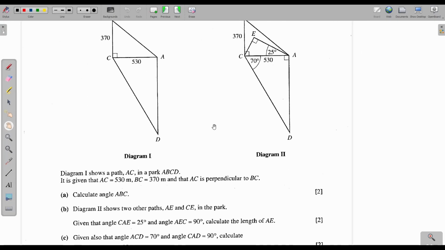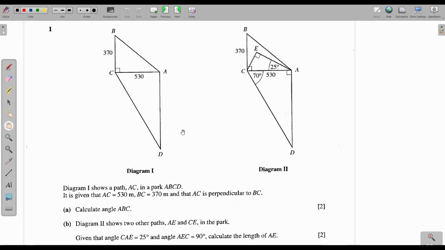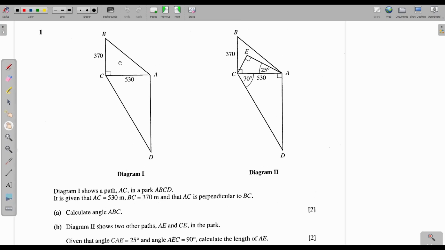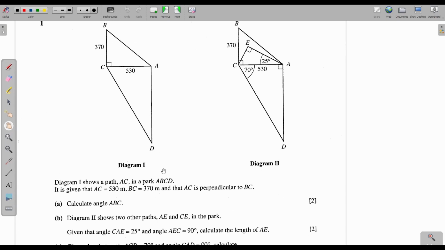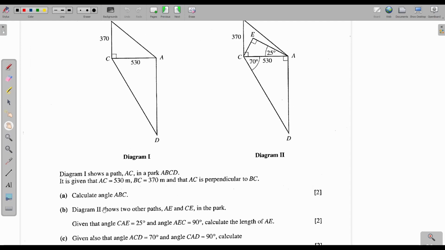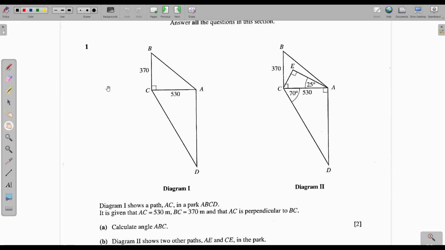The question says the diagram shows a path AC in park ABCD. It is given that AC is equal to 530 meters, BC is equal to 370 meters, and AC is perpendicular to BC. That just tells us that there is a 90-degree angle right there. Calculate the angle ABC. So they want us to calculate this angle.